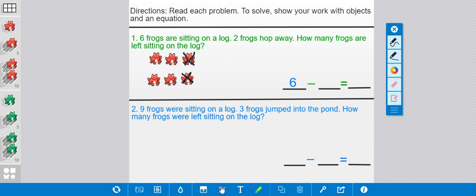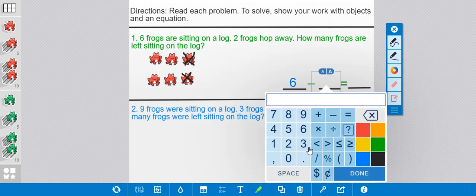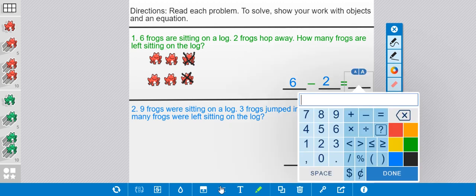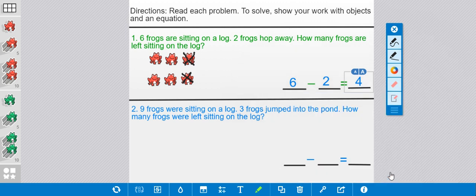So I click above my line, and then I click my calculator again, and 2 frogs hopped away. So I find the number 2 and click done. And then I look to see how many frogs I have left sitting on my log, and it looks like there's 1, 2, 3, 4. So that is my answer. 6 minus 2 equals 4. All right, and then I click done. Okay, nice work.